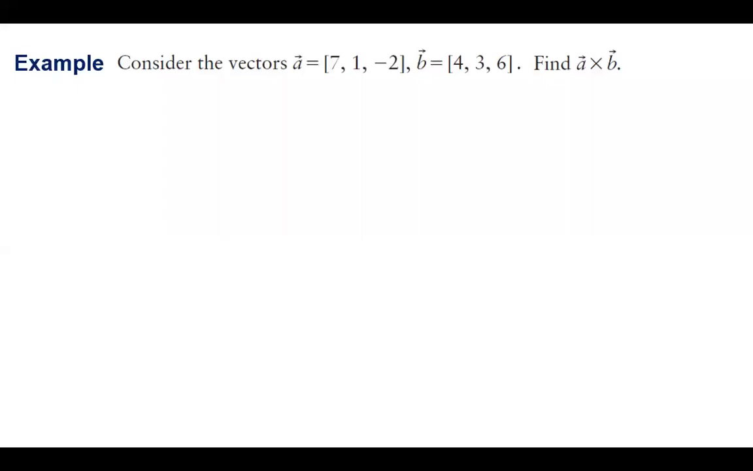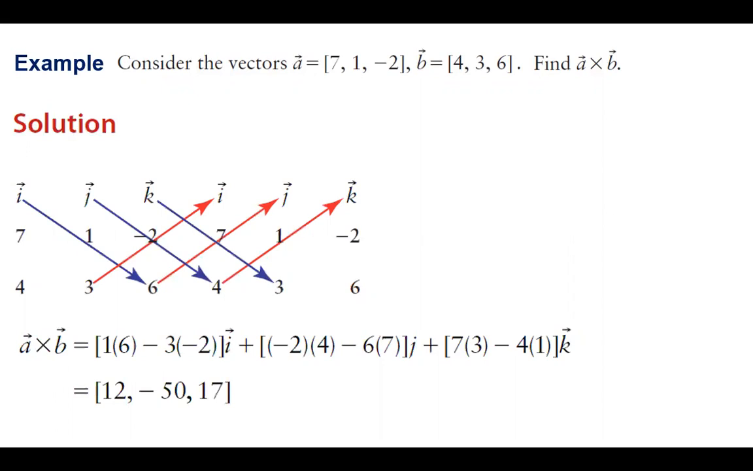All right, let's have a look at the solution together. So as we said, it's better to draw a diagram to help you to find the cross product like this, right? So A cross B is given by 1 times 6 minus 3 times negative 2, that's the coefficient of i. Then the coefficient of j is negative 2 times 4 minus 6 times 7. Then the coefficient of k is 7 times 3 minus 4 times 1. Then the three components of A cross B are (12, -50, 17). Okay, any questions?